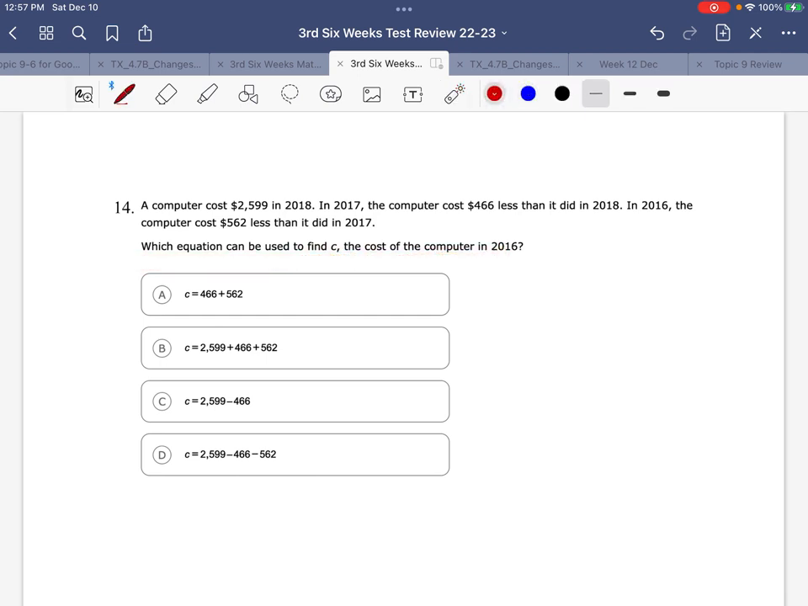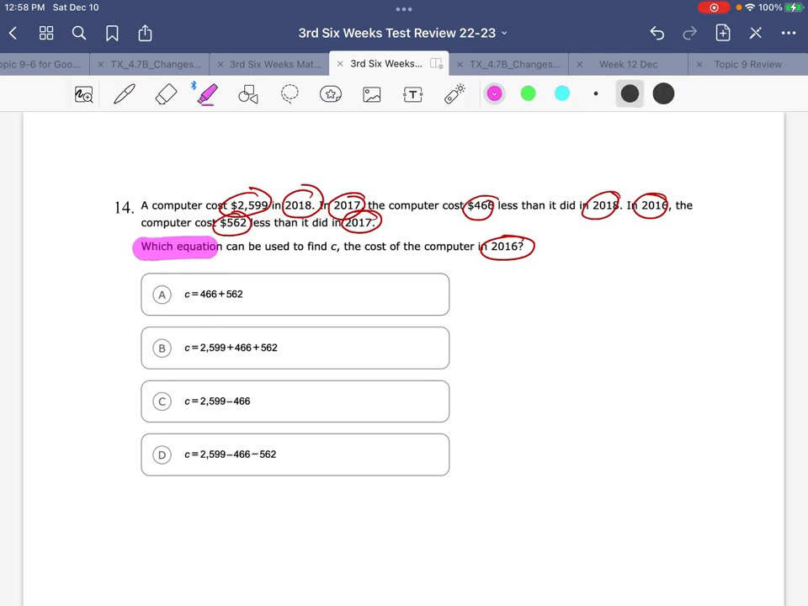So I'm going to do my cube. Circle my important numbers: 2,599, 2018, 2017, 466, 2018, 2016, 562, 2017, and 2016. I'm going to underline my question: which equation can be used to find C, the cost of the computer in 2016? Box in my keywords. So which equation, and we're looking for the computer in 2016, the cost of it.